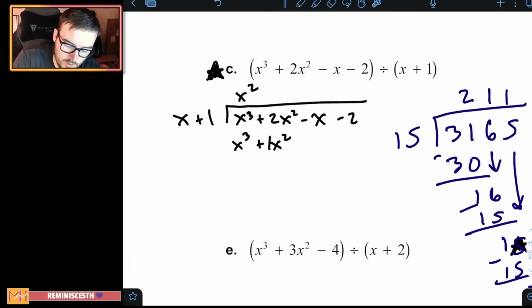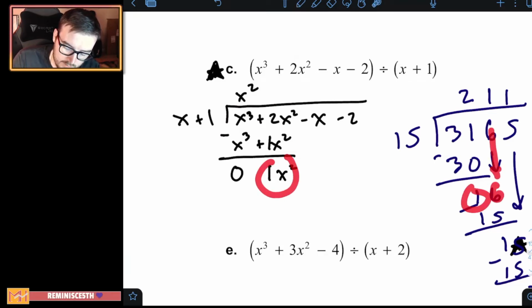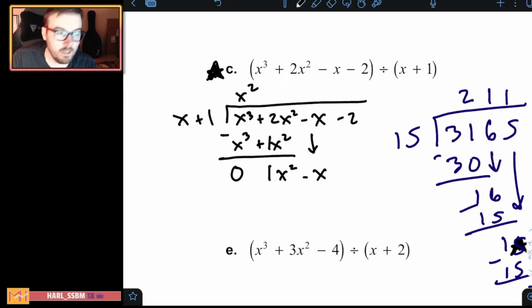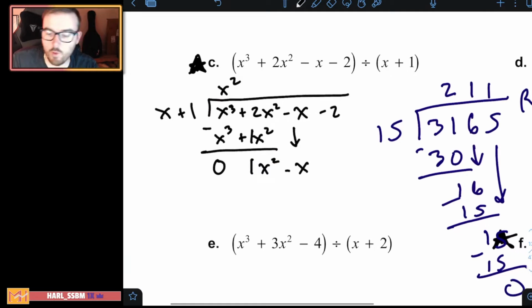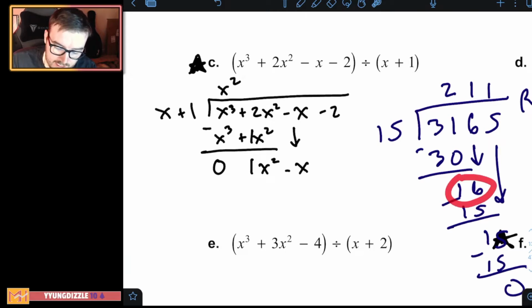What came next was subtracting. So let's subtract, and x cubed minus x cubed goes to 0, and 2x squared minus 1x squared is 1x squared. And after we did that, we brought down the next term. So we bring down the next term, and we ask ourselves the same question once again. What did I ask? We had this 16, and I said 15 times what gets me 16? And the answer was 1.